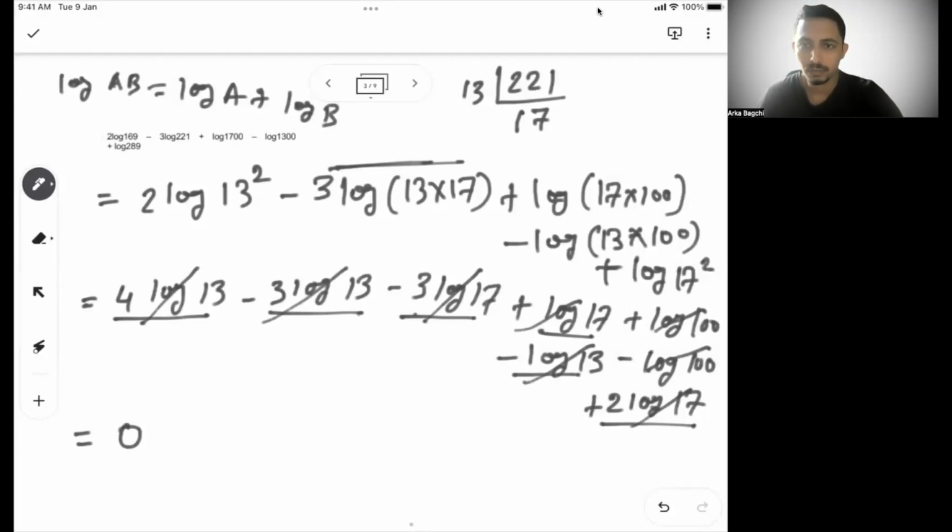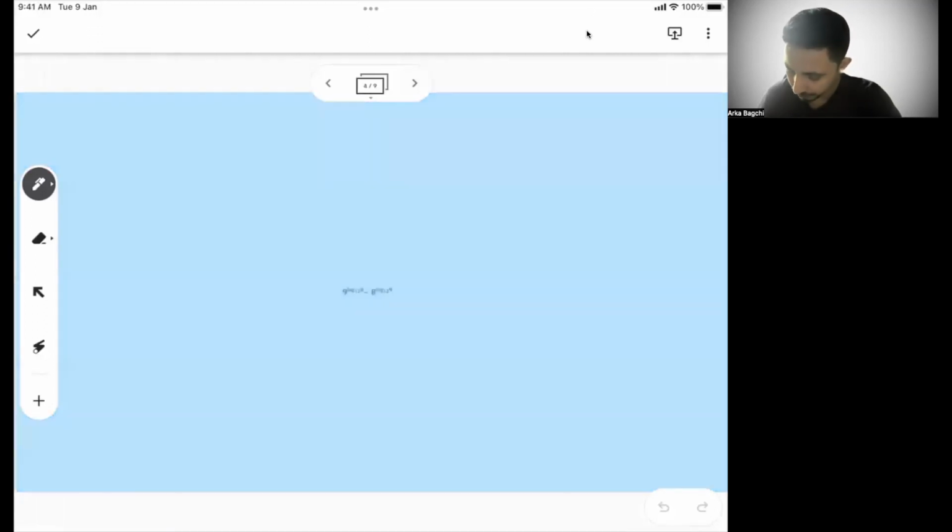Okay. So if you see what we have done, we have basically broken this problem into simpler logarithms, the bigger ones, by factoring them. And from there, we have applied some of the basic log properties, and then we got the answer. Okay, moving to the next problem.